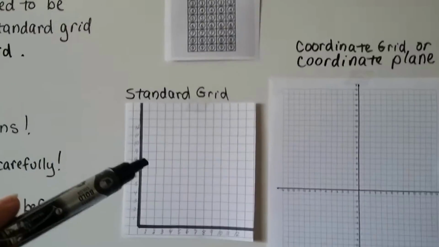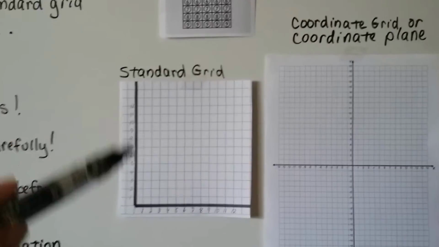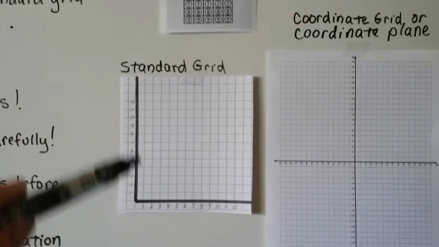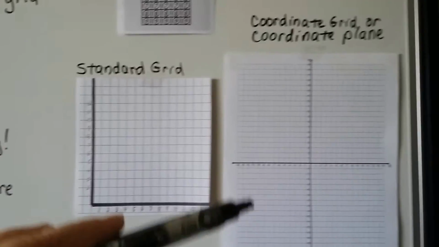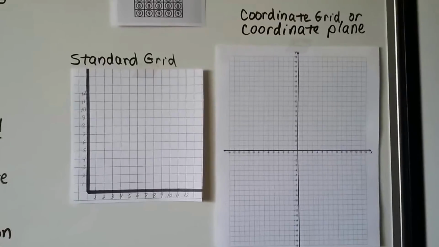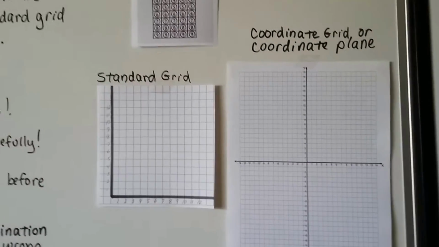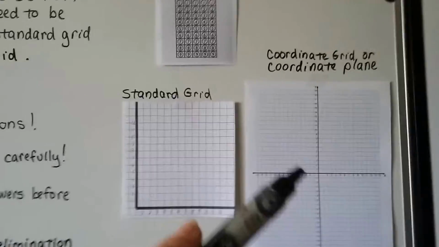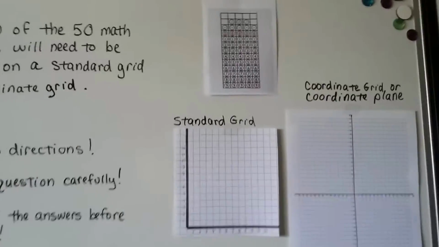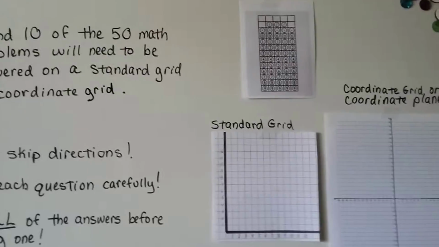Here's a standard grid, and it's like 2 number lines, one coming up, one going across, and then there's a coordinate grid, which is also called a coordinate plane. And we're going to discuss this too. I'm going to explain this to you in this playlist. All right? So your answers are going to have to be written on these types of formats, okay?